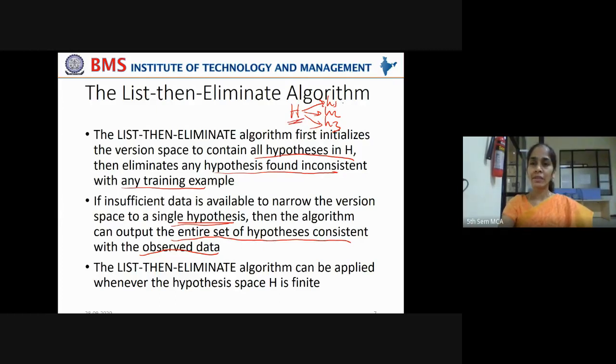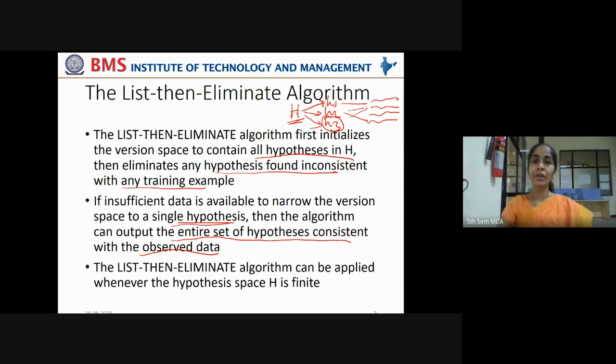Now these hypotheses are checked with each of the training examples. For this training example, H1 is consistent, and with this training example, H2 is consistent. With this training example, no hypothesis is consistent. With this training example, H2 is consistent. Now all the training examples are gone through. H3 doesn't cover any of these training examples. So remove that H3 from the hypothesis space. In the next iteration, try to search for other training examples.